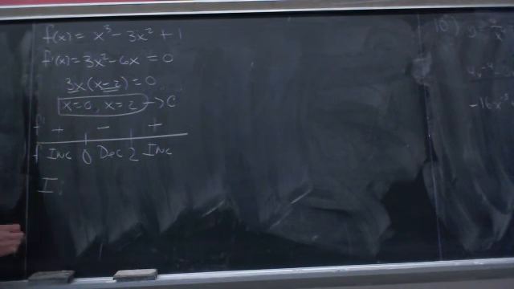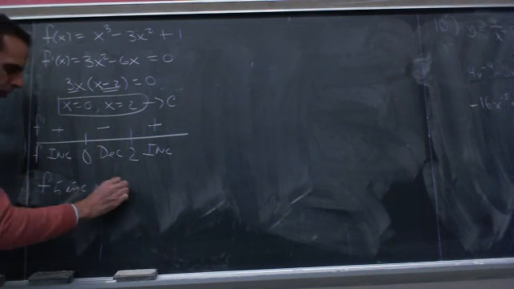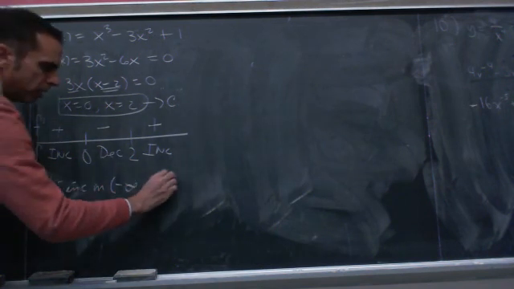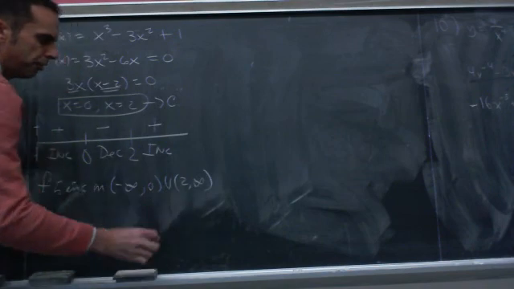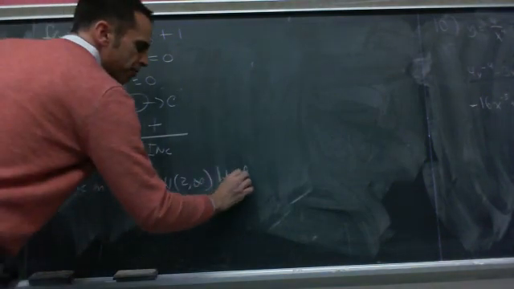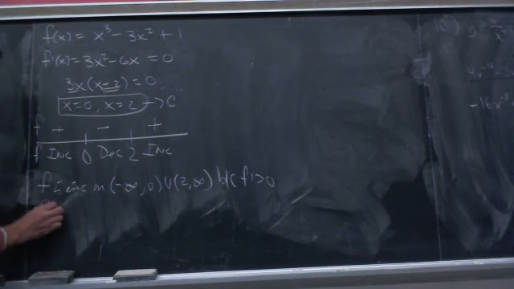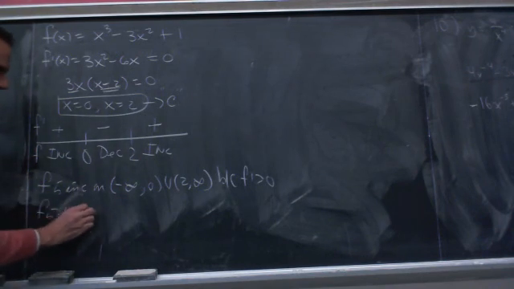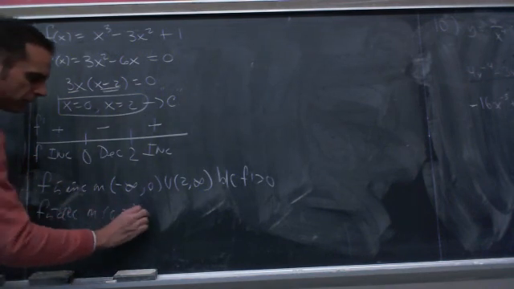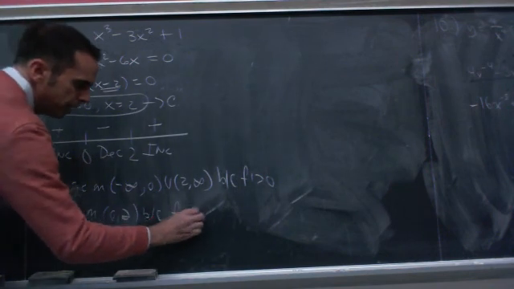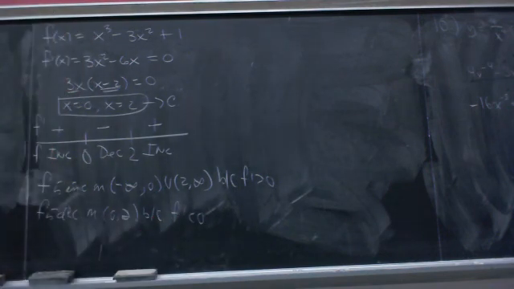So f is increasing, and we should say f. F is increasing on the interval from negative infinity to 0 in union with 2 to infinity because f prime is greater than 0 on those intervals. F is decreasing on the interval from 0 to 2 because f prime is less than 0 on those intervals.